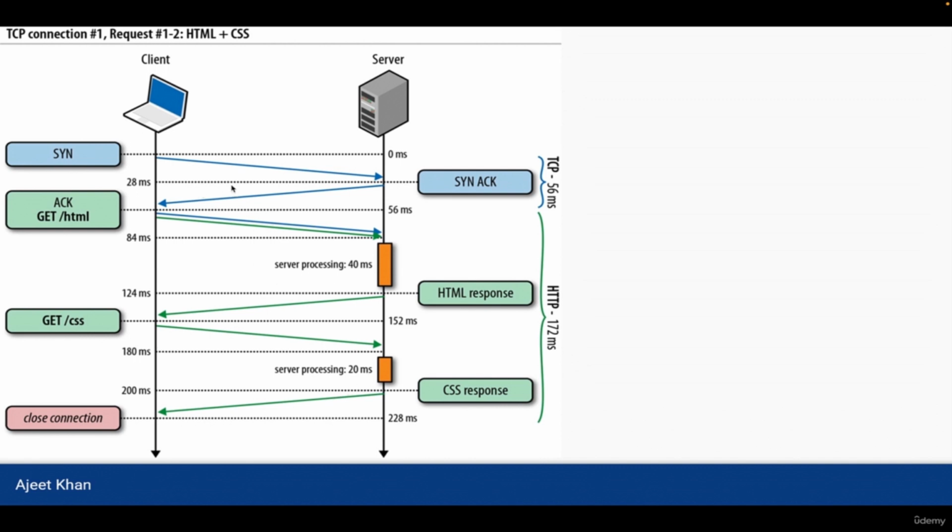So as you can see here, we are using the same TCP connection. That means the SYN packet and its acknowledgement is not happening for the CSS request. So this TCP handshake is not happening again, and we are saving this 28 milliseconds of time to get this CSS file for the second request.